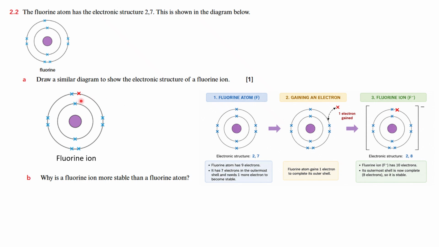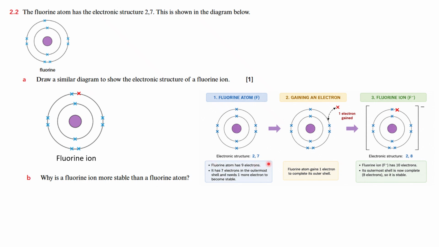So here, since fluorine has just gained 1 electron, the symbol will be what? F minus. Suppose magnesium is losing 2 electrons, then you will write what? Mg2 plus. So this is how we write their symbols, and this is how we draw the diagram for this particular question. Now the next question is, why is the fluorine ion more stable than a fluorine atom?